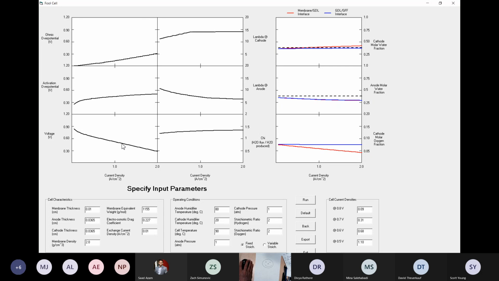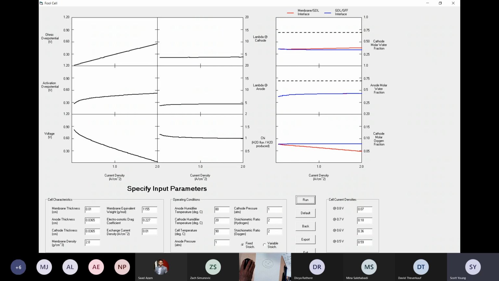Okay, so we're going to keep our eye on the polarization curve, the values of lambda, what happens to the flooding situation. So here we go. I killed it. You made the polarization curve worse. What happened? Why is the polarization curve worse now? It looks like lambda for the cathode just flatlined. And what about the anode too? Oh yeah, it goes flat pretty early on.